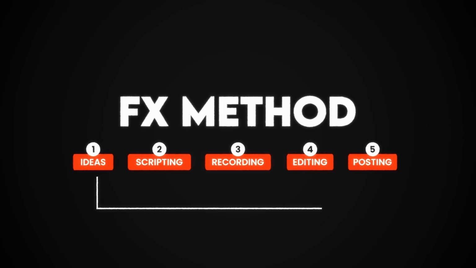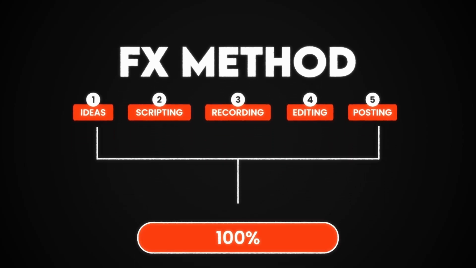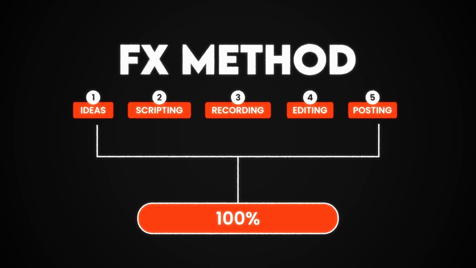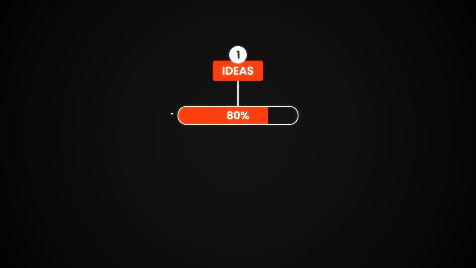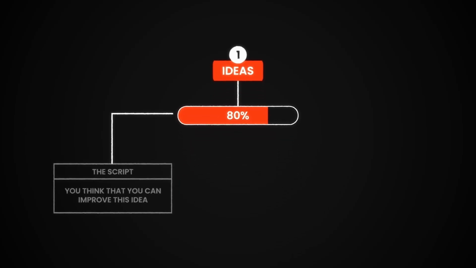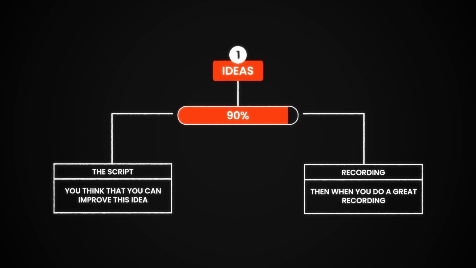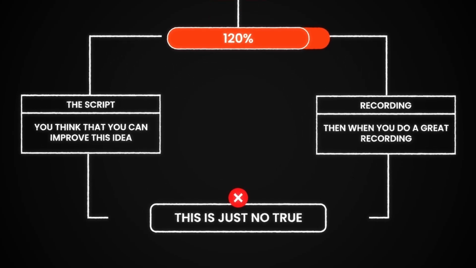Now, we're gonna go with an example of an idea to explain it. Now, imagine all this list is 100%, okay? So, we have an idea, and this idea is 80% good, okay? Whenever you start doing the script, you think that you can improve this idea to, let's say, 90 if you do a great script. And then when you do a great recording, you can improve your idea to 120%. But this is just not true.